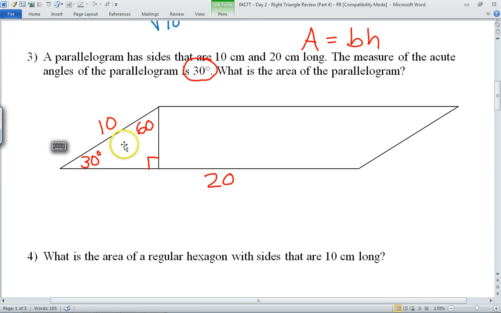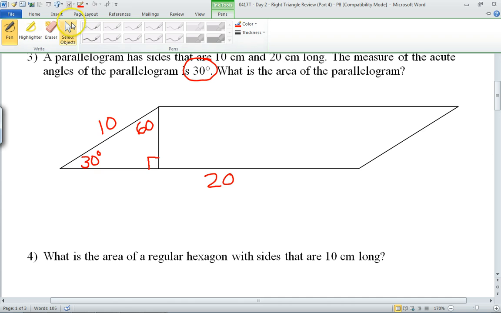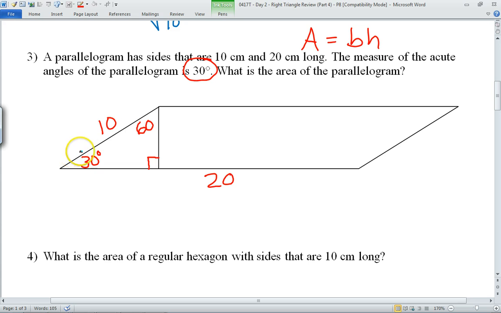Okay, so like I just reminded you, the hypotenuse is always going to be double the short leg. So if the hypotenuse is 10, that means the short leg is going to be 5. That 5 is exactly what we were waiting for. So the area of this parallelogram is base times height. So that's just going to be 20 times 5, base times height. So that's 100.